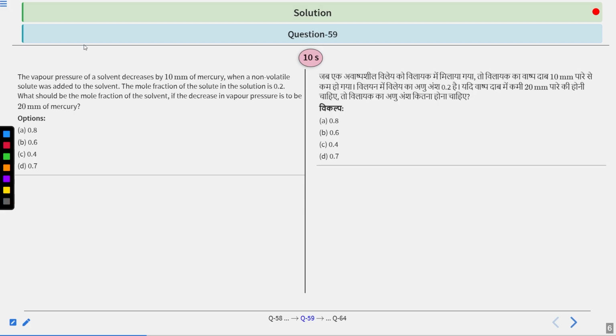Next question. The vapor pressure of a solvent decreases by 10 mm of Hg when we are adding a non-volatile solute to the solvent. In that case, the mole fraction of the solute is given as 0.2. Next case, what we are doing? We are decreasing the vapor pressure again by adding a different amount of solute. Now, in this case, you have to calculate the mole fraction of the solvent. Your options are A 0.8, B 0.6, C 0.4 and D 0.7.